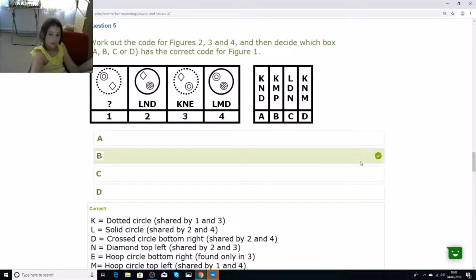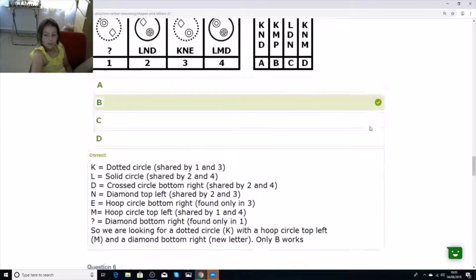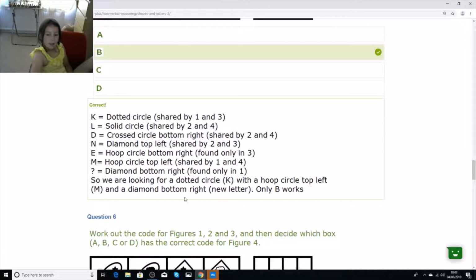Let's see. Correct. K equals dotted circle, shared by 1 and 3. L equals solid circle, shared by 2 and 4. D equals cross circle, bottom right, shared by 2 and 4. N equals diamond, top left, shared by 2 and 3. E equals hoop circle, bottom right, found only in 3. M equals hoop circle, top left, shared by 1 and 4. Question mark equals diamond, bottom right, found only in 1. So we are looking for a dotted circle, K, with a hoop circle, top left, M, and a diamond, bottom right, new letter. Only B works.